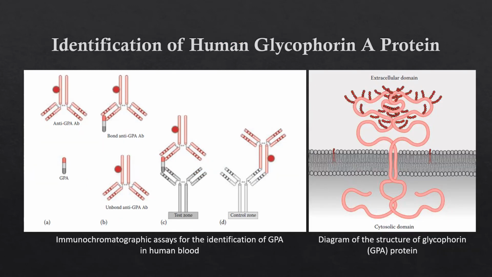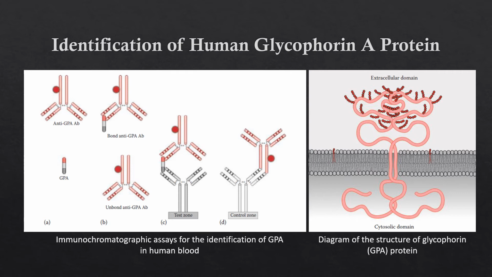Identification of human glycophorin A protein, that is GPA. This is similar to the immunochromatographic assay for identification of GPA. You can see the anti-GPA antibody is used and GPA is there. GPA is an antigen which is present on the membrane of the erythrocyte, that is the RBC, and it is going to react with our antibody.